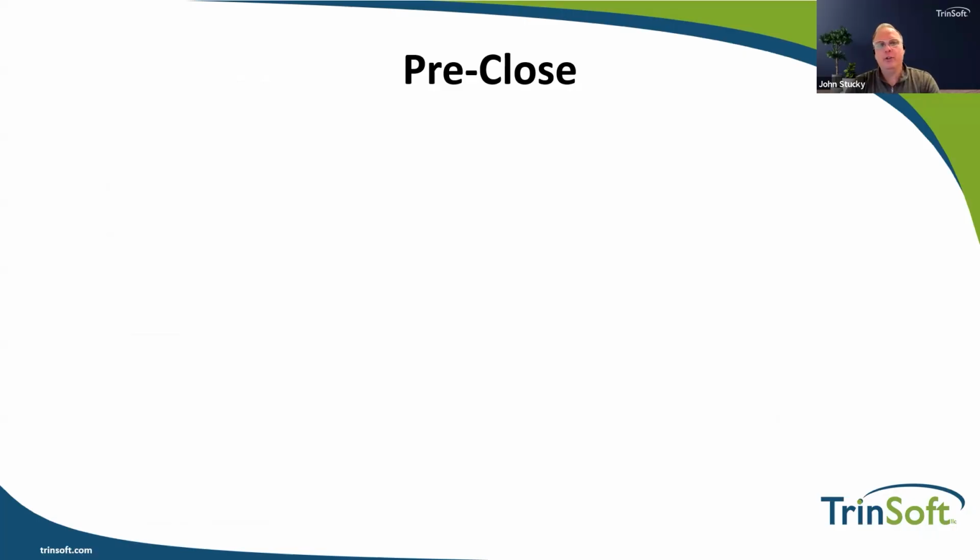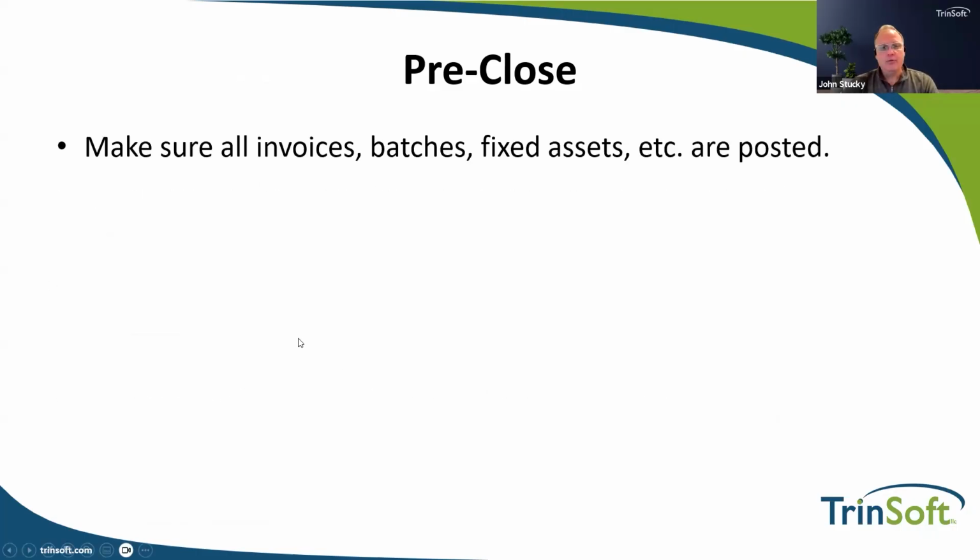So now we'll get into a little bit as to the process. What are some of the steps that it takes to close the year successfully on Dynamics GP? All right, first up, make sure that all of your invoices, batches, fixed assets, et cetera, are posted. Before you do that, you got to be sure to get through these pre-close steps. So these are steps you want to do before you actually start the closing of your modules. So make sure that that's done.